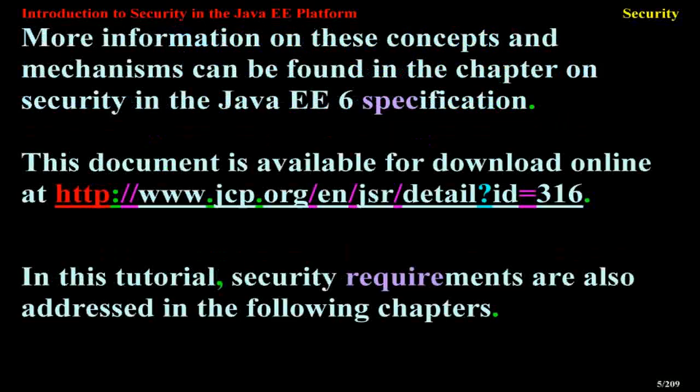More information on these concepts and mechanisms can be found in the chapter on security in the Java EE 6 specification. This document is available for download online at http://jcp.org/en/jsr/detail?id=316. In this tutorial, security requirements are also addressed in the following chapters.